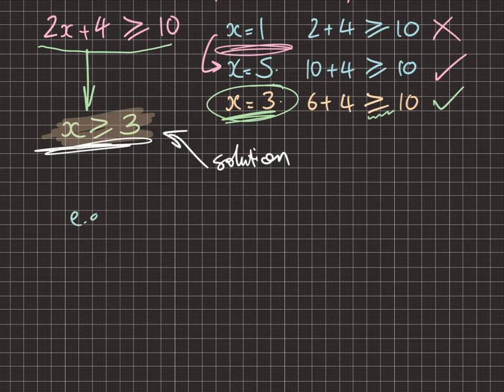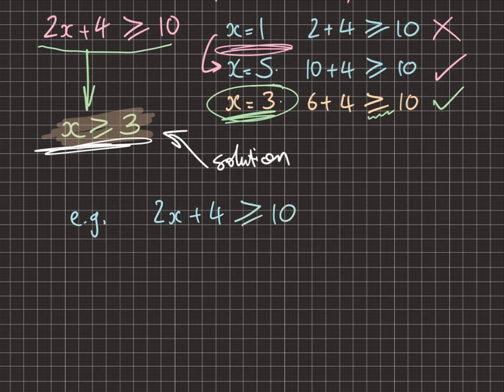So two examples for you to follow, to write down in your notes, and then to use as examples when you're doing the MyMaths homework. So let's go for that example up above and see how we would actually solve it algebraically. So 2x plus 4 is greater than or equal to 10.